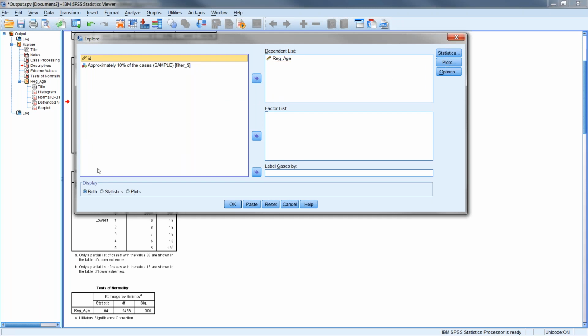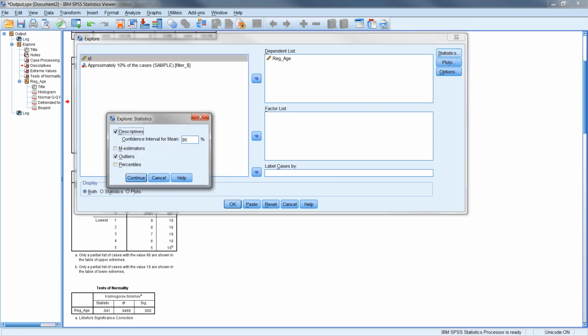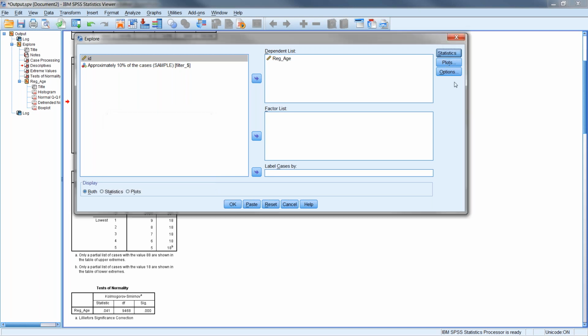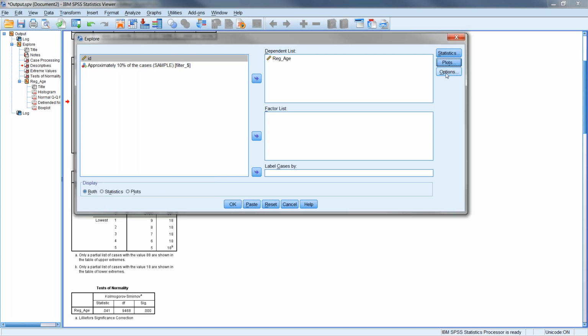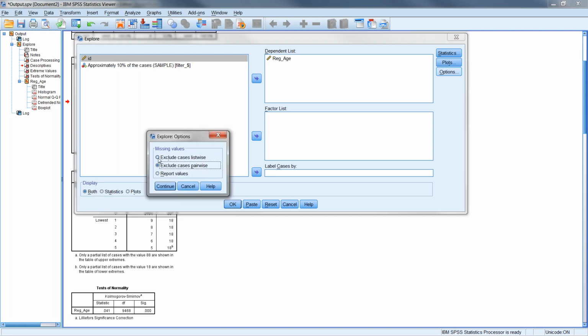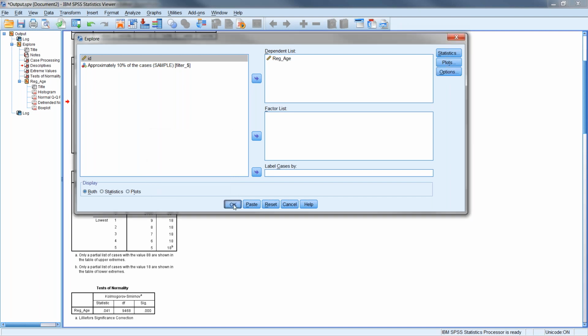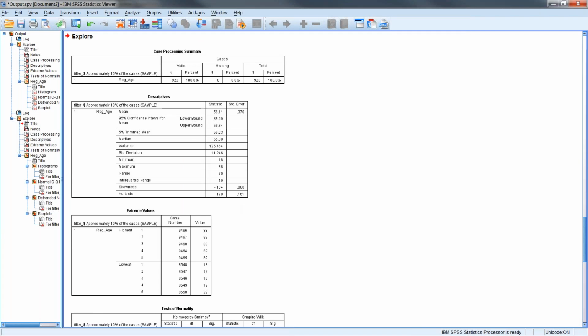And then over here, I want to display both statistics and plots. I'm going to go into statistics. I'm going to ask for a 95% confidence interval, outliers. I want to see if there's anything outlying. Plots, I'm going to choose a histogram. It gives you the option of stem and leaf, but I like histogram. I'll ask for normality plots with tests, and then the options. I'm just going to say it doesn't matter on this. I'll just keep it pairwise. We're only looking at one variable.